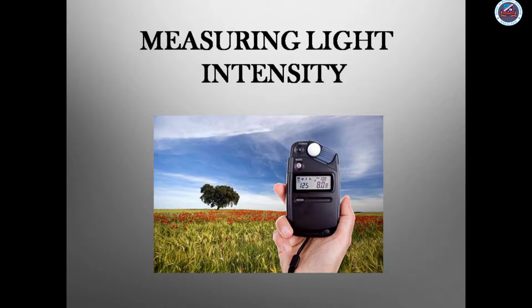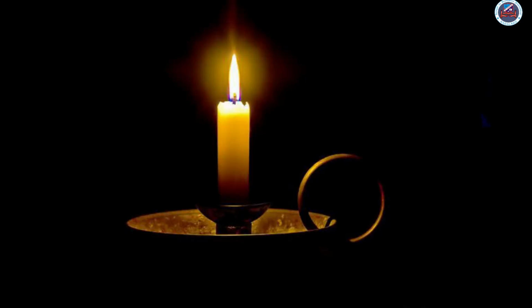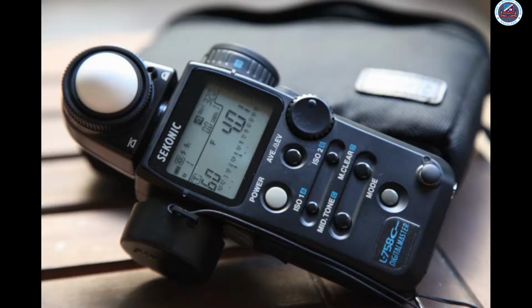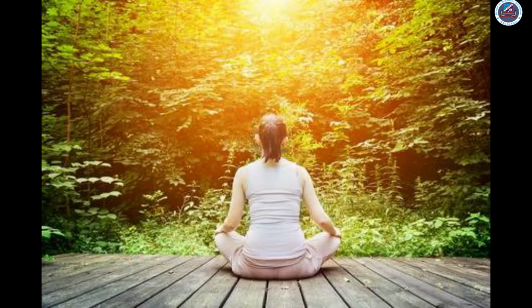Measuring light intensity. Light intensity means the amount of light in an area. In the past, people measured light intensity in candle power. This was the amount of light given out by a candle. Today, people measure light intensity using light meters. Different light sources will have different light intensity. The sun will have a very high light intensity, or on a sunny day, the light intensity will be high, while a candle will have a low light intensity. So, in other words, we can say that light intensity is the amount of light present in the area.